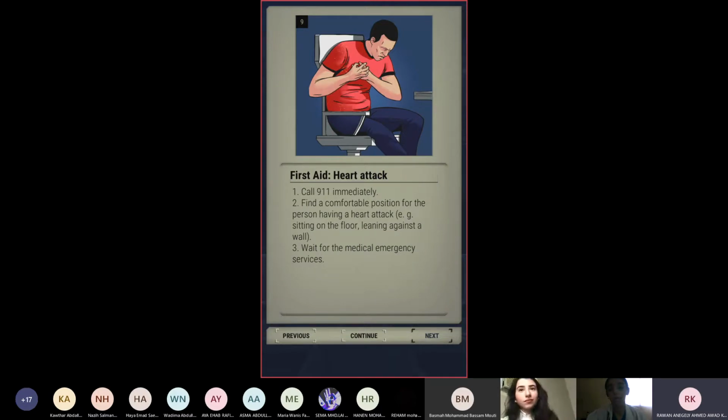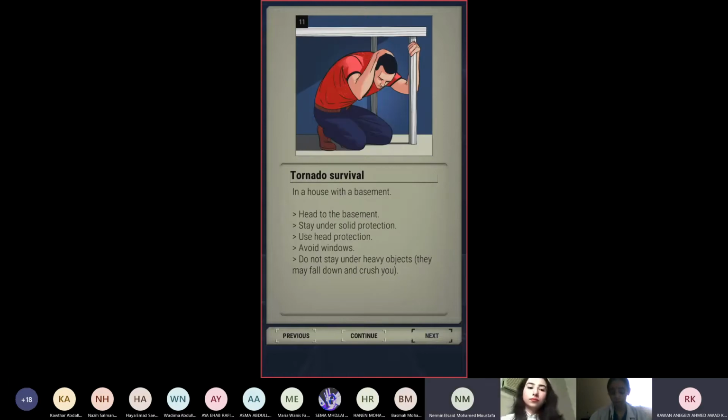And check for the pulse rate, for breathing, and for the airway. If there's no pulse, you can start doing CPR until further medical help arrives.